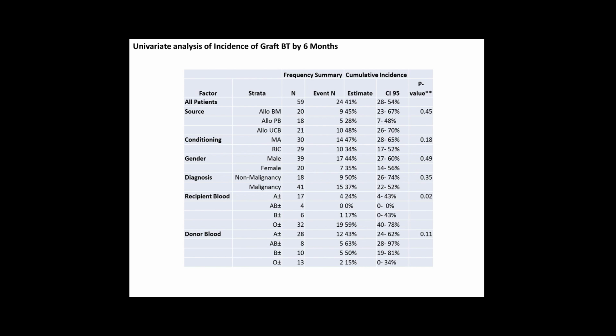So now moving on to the stats about my paper, we were only able to do a univariate analysis, but essentially there was no significant difference in the rate of back type formation comparing the different sources of stem cell products, comparing myeloablative versus reduced intensity conditioning, comparing gender, comparing non-malignant versus malignant diagnoses, and then the recipient blood group type or donor blood group type.